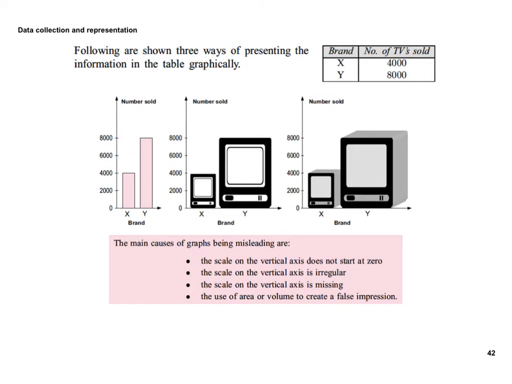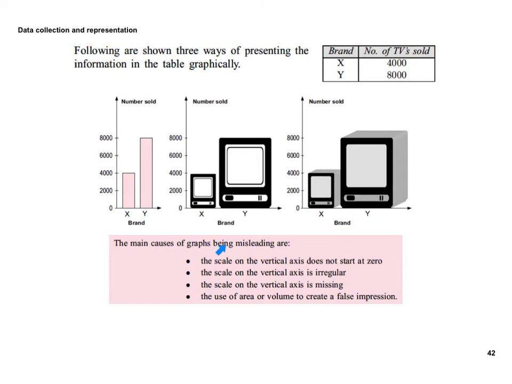This one, they all start at 0 actually, but see how this one, they're now using area and size of the actual graphs themselves. Even though this is only double, this looks much more than double on this one. Same with this one as well. So obviously these are making the point that y is much bigger than it really is.